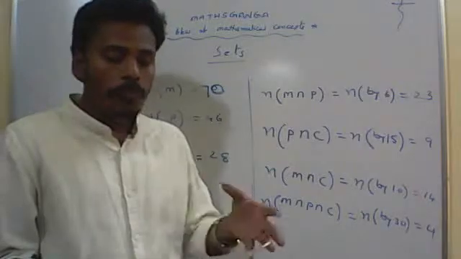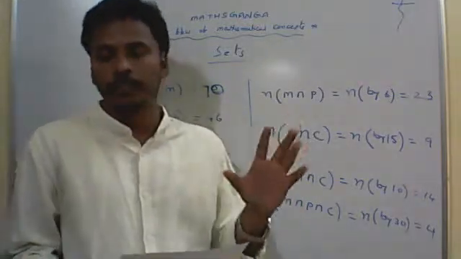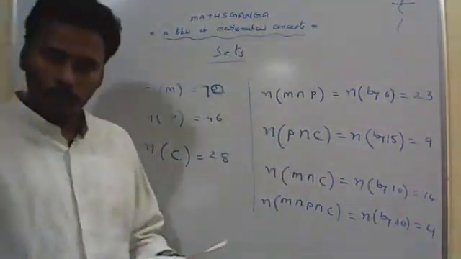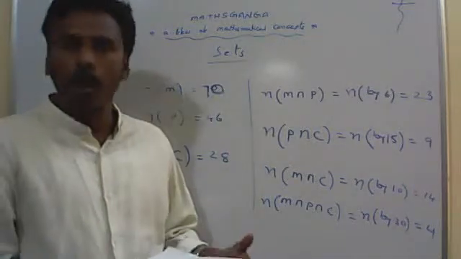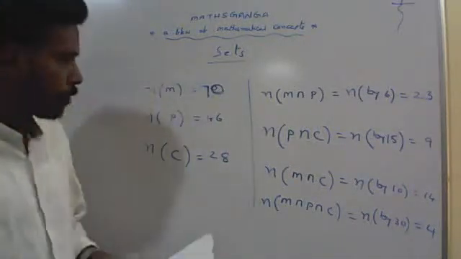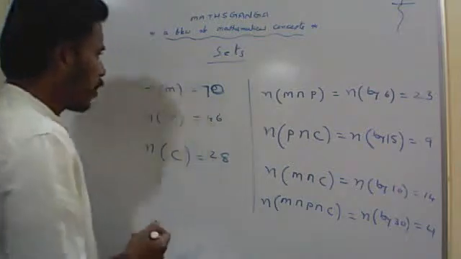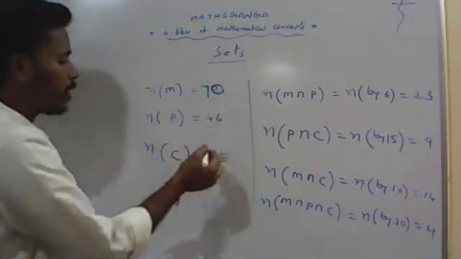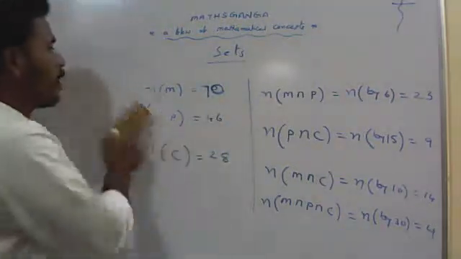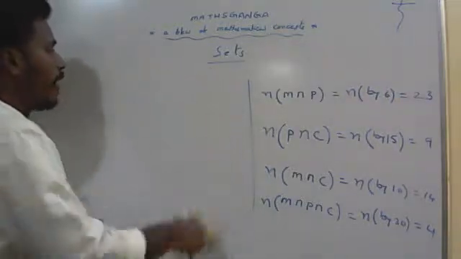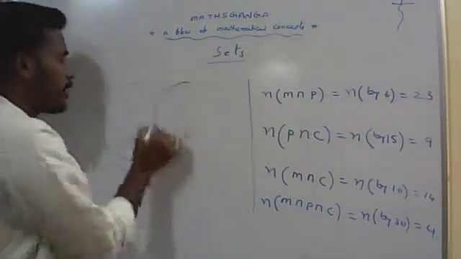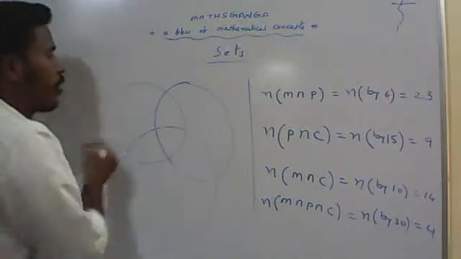But they asked us how many students don't take anything. So for that, you just go with the usual formula or with the Venn diagrammatic representation. If you go with the Venn diagram, you just keep in mind the 70, 46 and 28 for maths, physics and chemistry. I am going to draw a Venn diagram. See, maths, physics and chemistry.